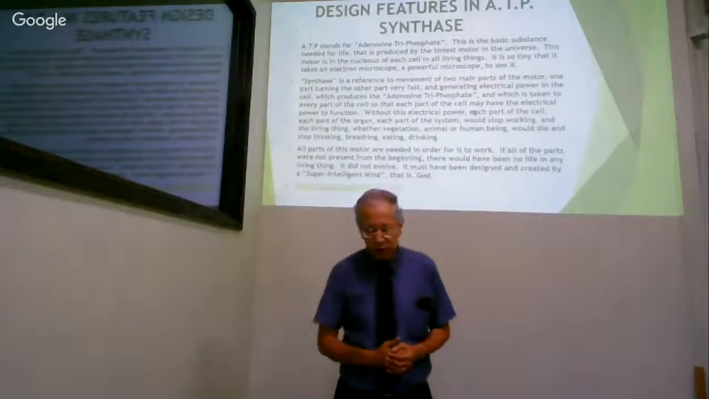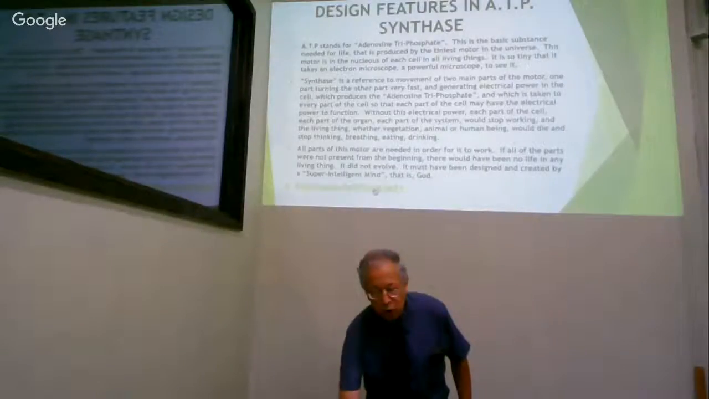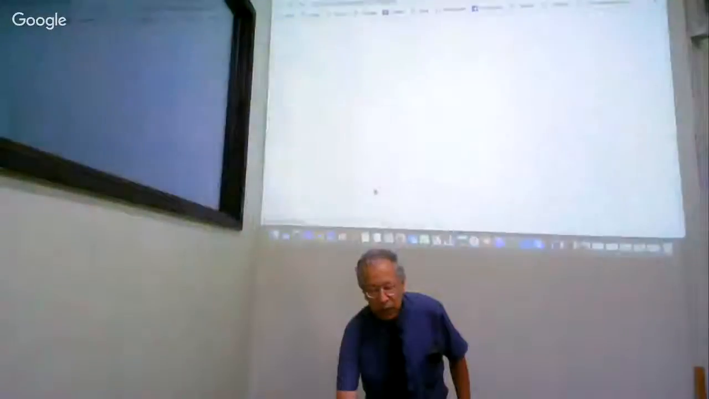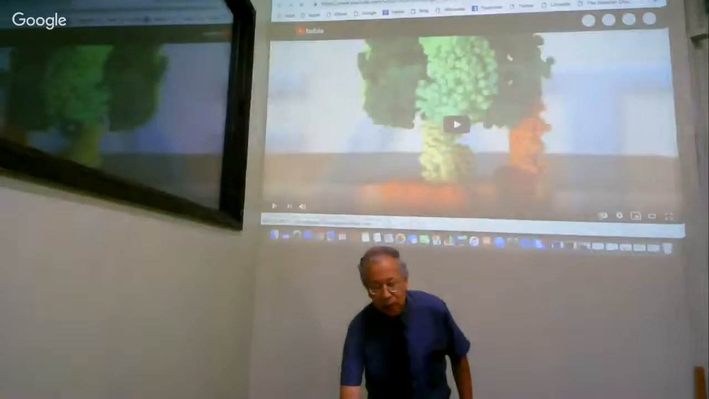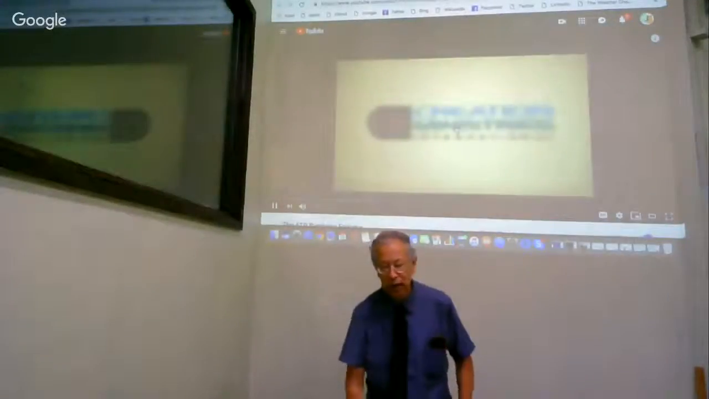And so this is an animation of this motor. And look at it and tell me if this could have happened by chance. Let's have the lights.